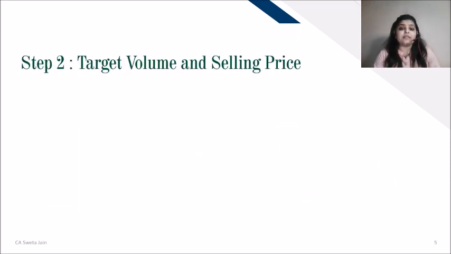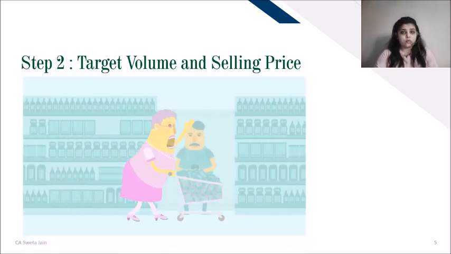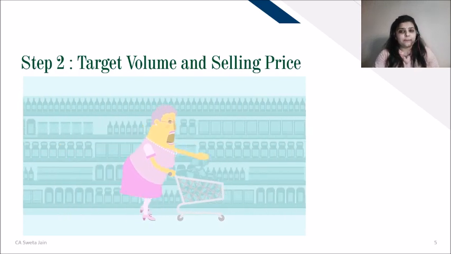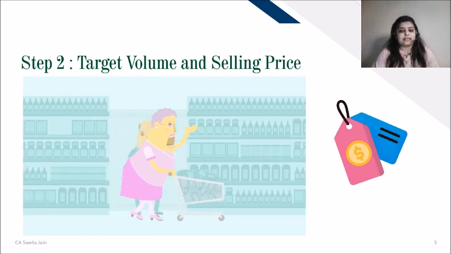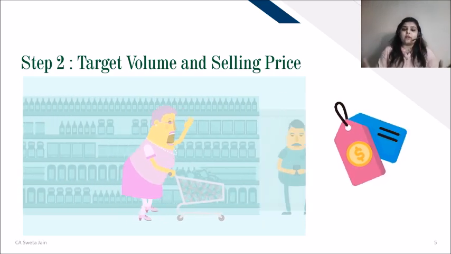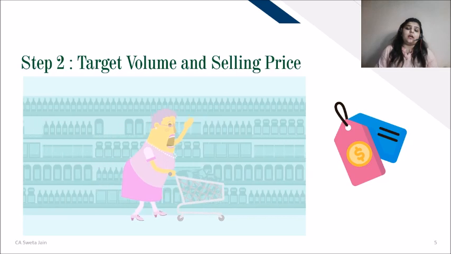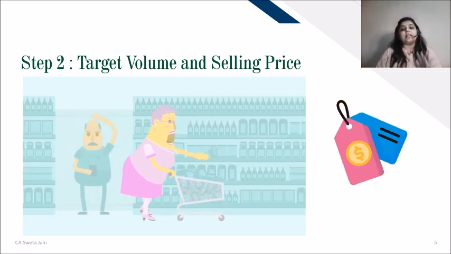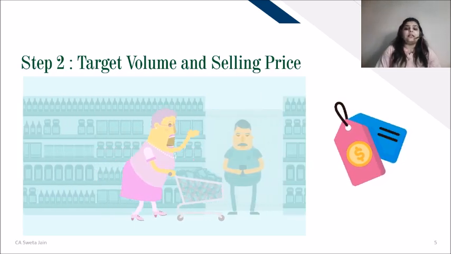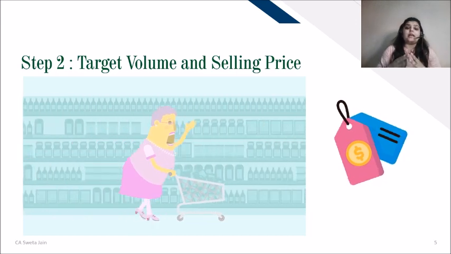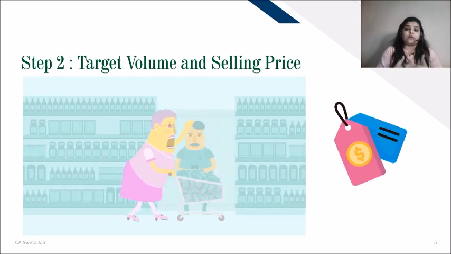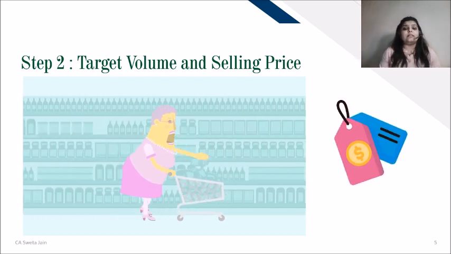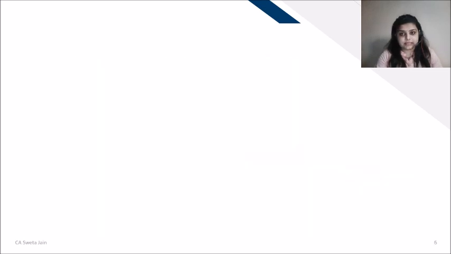The next step is target volume and selling price. So once I have done the market survey, I know how many packets I can sell and at what price I can sell. After my market study, I find out that I'll be able to sell 10,000 packets at 10 rupees. So this is what I am going to target. I am going to calculate my target volume, seeing the market trends.